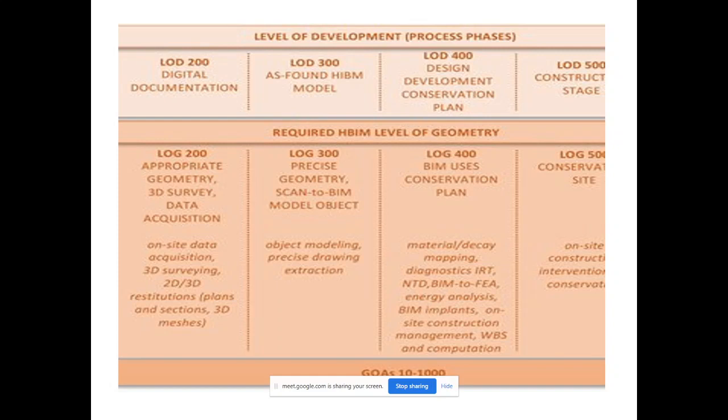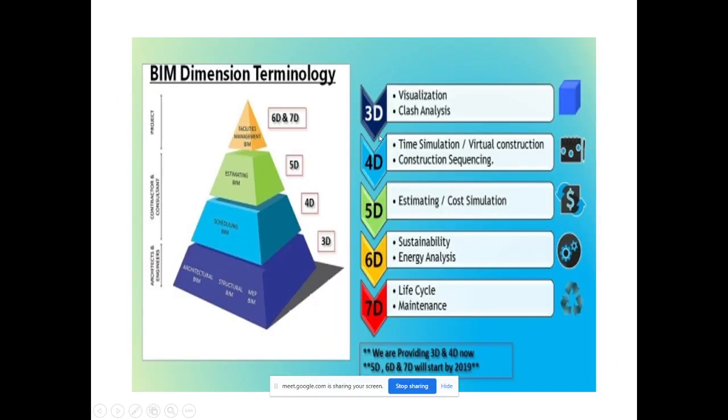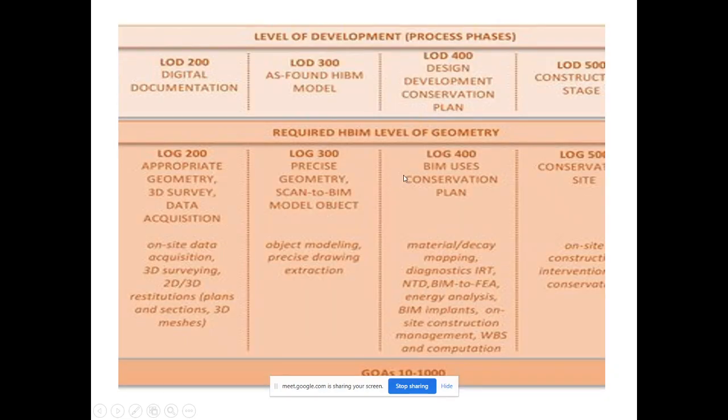Okay. The next one is LOD 500. It's for the construction stage, on-site construction stage. These are the minimum LODs in BIM construction. These are the different dimensions and LODs also. LOD means level of development. LOD 200, LOD 300. When you study BIM, you will know what the dimensions and LODs are.